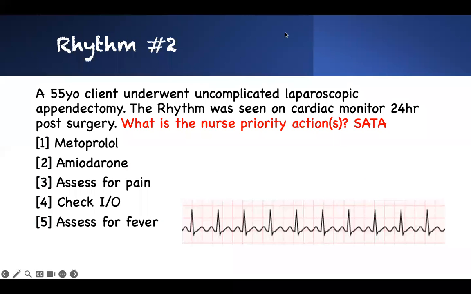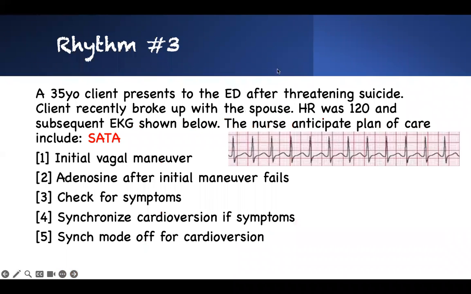Okay, so that's the second rhythm you should know, and the causes and the treatment. Number three, same thing, right? The next anticipated plan of care includes, select all that apply. A 35-year-old client presented to the emergency room after threatening suicide. The client recently broke up with the spouse, and heart rate was 120, and subsequent EKG shown below. The next anticipated plan of care is this.